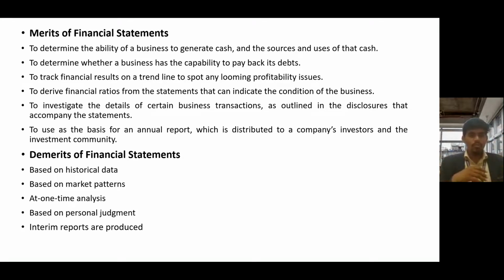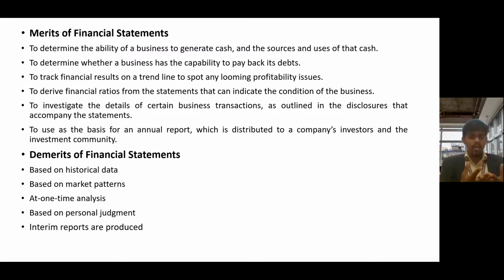Next is to derive financial ratios from the statements that can indicate the condition of the business. Ratios such as the liquidity ratio and current ratio, how much we have in current assets, current liabilities, liquidity and debt. All of these indicate the condition of the business, what condition our financial ratios are in, and what condition our business is facing.